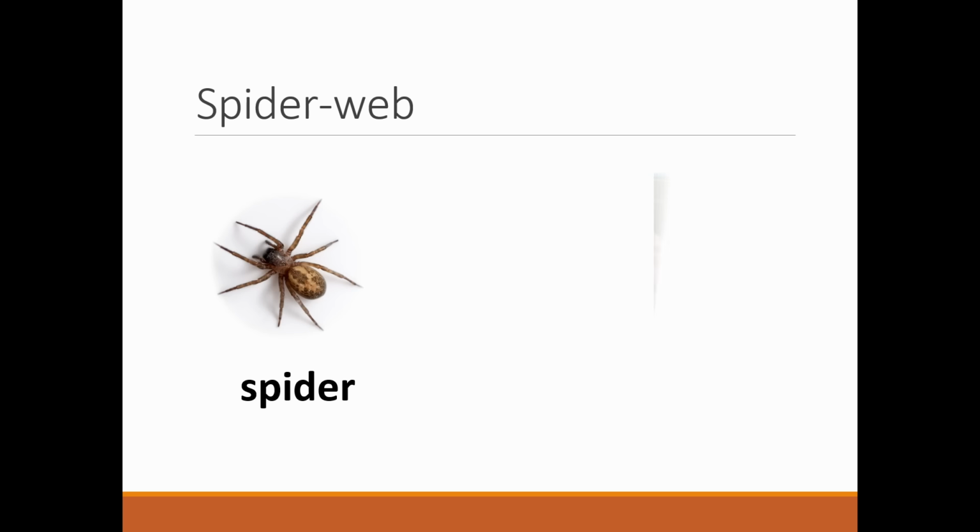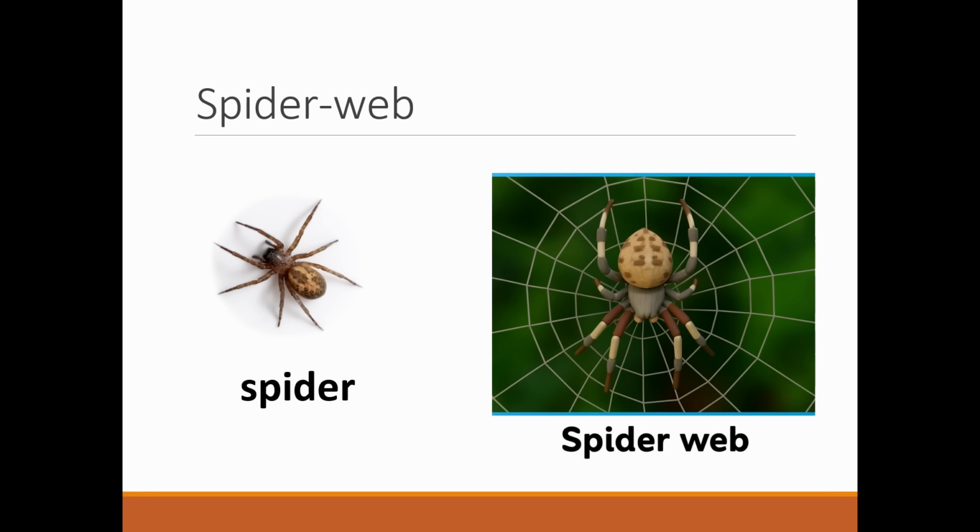Children, see another one. Here it is. Did you see it before? Yes, it is a spider. You see it in your home corners, around anywhere. Where do spiders live? Yes, in spider webs. So who builds the spider web? Yes, you know very well.